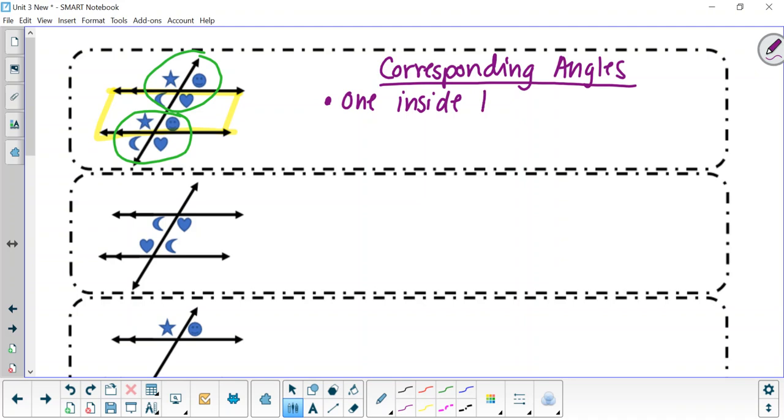Corresponding angles occur when you have one that is inside our box and one that is outside the box. And what else is special is that they are the same order in the circles.